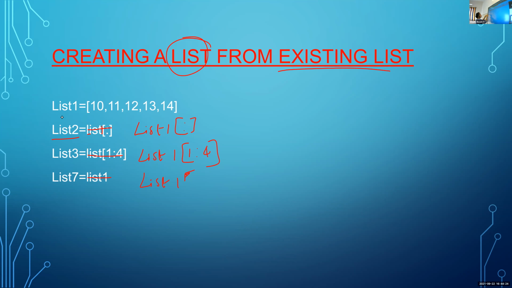Here this is the existing list. List 1 is the existing list, and using this existing list 1, we are creating a new list. The new list name is list 2. Using this existing list, I am creating a new list. Here list 2 is the new list name.